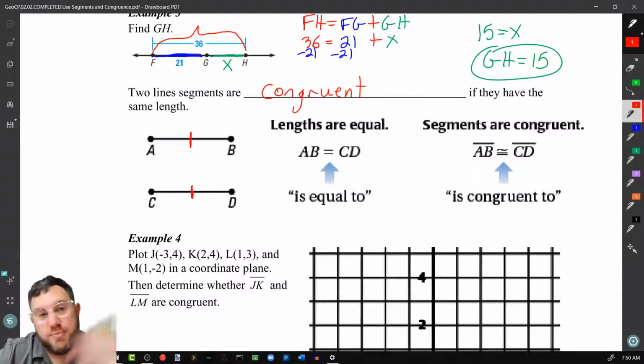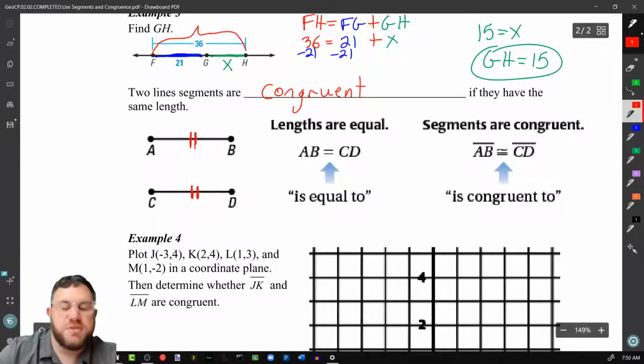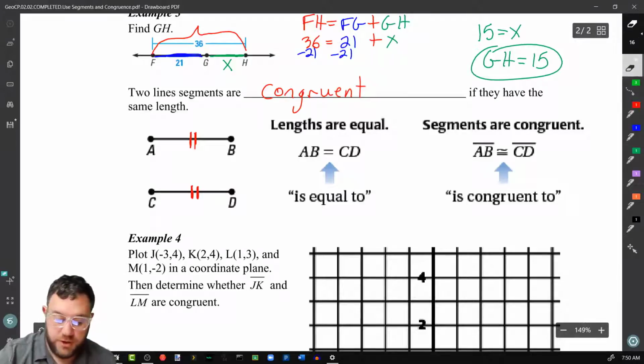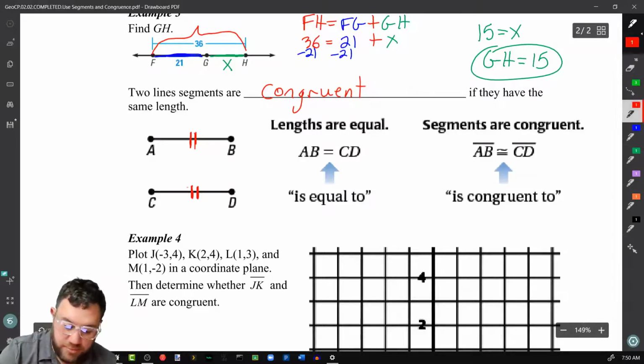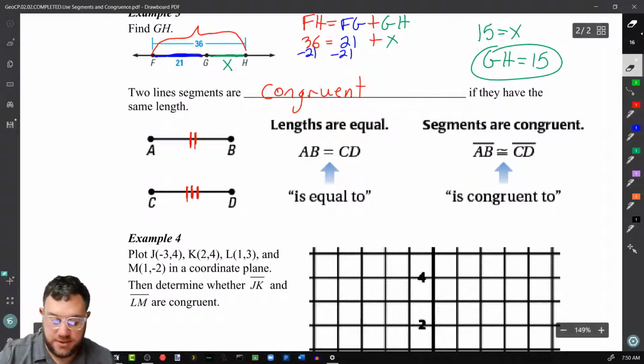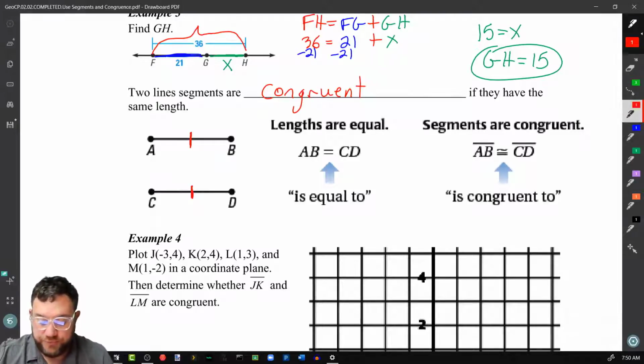If we had multiple sets of congruent segments, then we would have multiple sets of marks, and all the ones that have the same number are congruent to each other. So right now they're congruent, but if I added a third mark, they aren't, because one has 2 and one has 3. So you need to look at the number of marks on them.